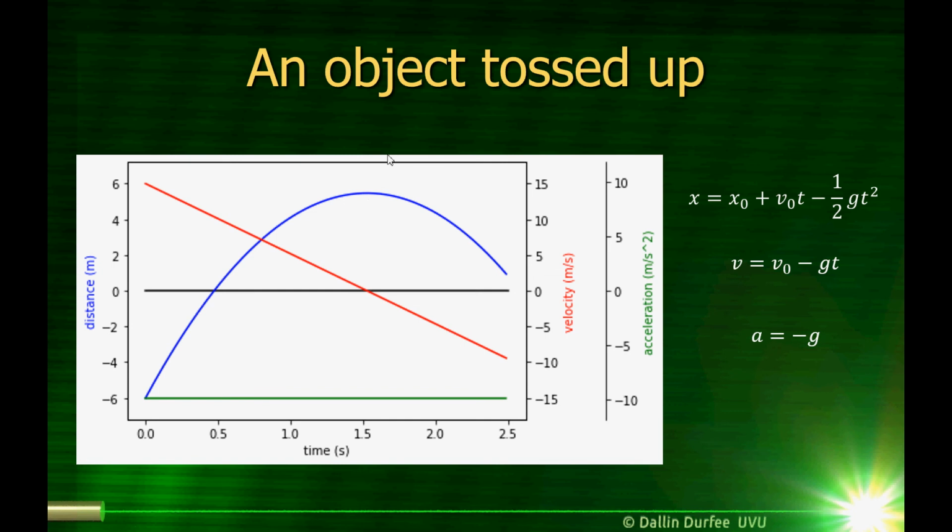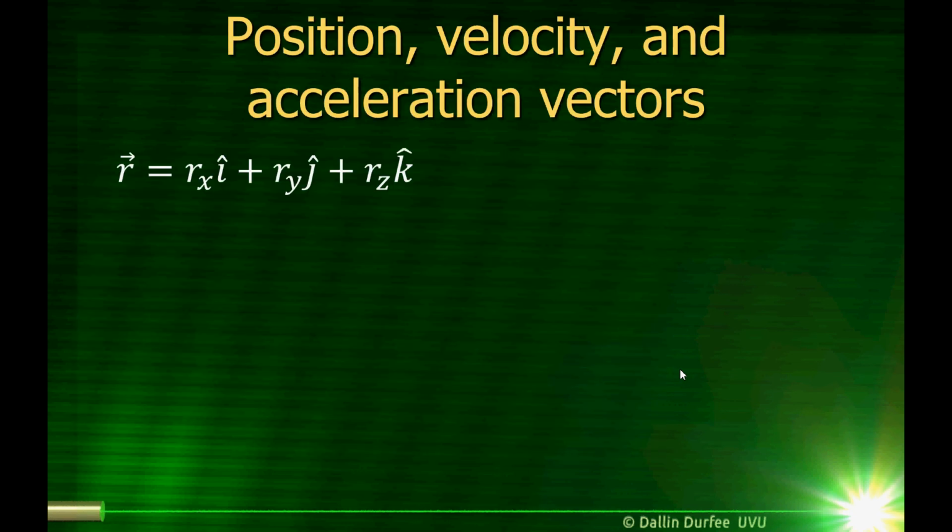But notice when the ball is at its highest point, the velocity is 0, but the acceleration is still negative g, right? The acceleration is constant. That's what we started with. Just because the velocity is 0 doesn't mean the acceleration is 0. The acceleration is how fast the velocity is changing. Right here, the velocity is 0, but it's changing. It's going to keep going down because gravity is going to then accelerate our object downward.